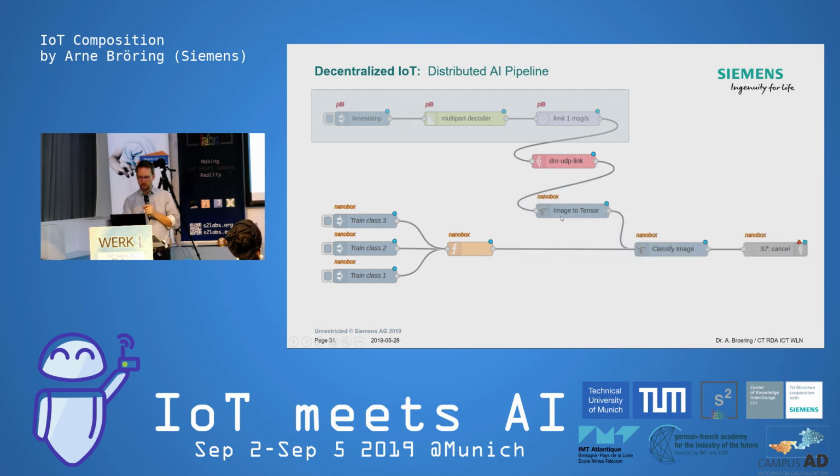And then we have nodes now here for TensorFlow, conversion from an image to a tensor that could run actually on its own device. Another node that classifies the image. They both run on the same device, but could also be on different devices. And in the end, we could trigger, for example, an S7 to stop the process or act upon what we detect in the image.